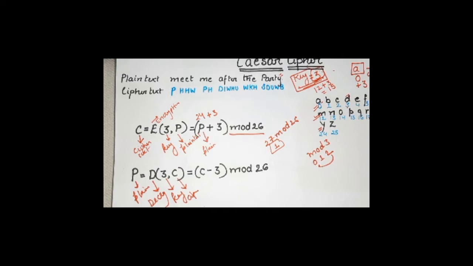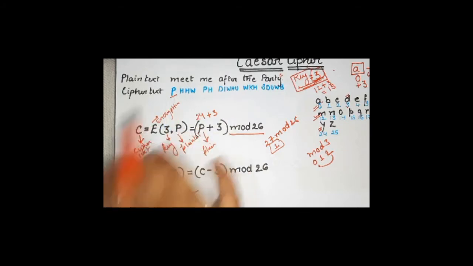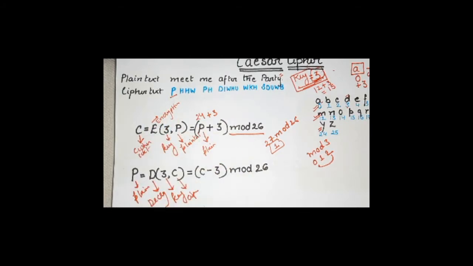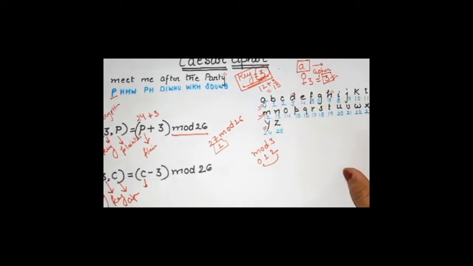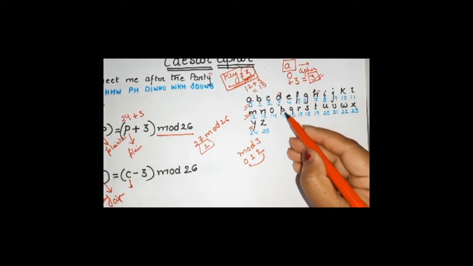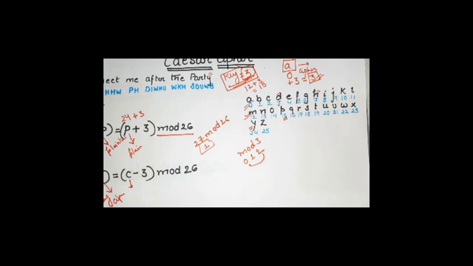Okay, let's take an example. Let's pick up P. Now P is the ciphertext and I want the plain text. P is the ciphertext and I want the plain text regarding the ciphertext P. Okay, so find out the value of P from here. The value of P is 15. 15 minus 3. When you perform 15 minus 3, you will be getting the value as 12.